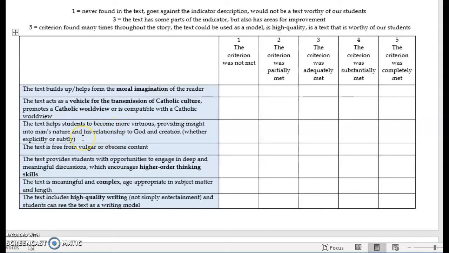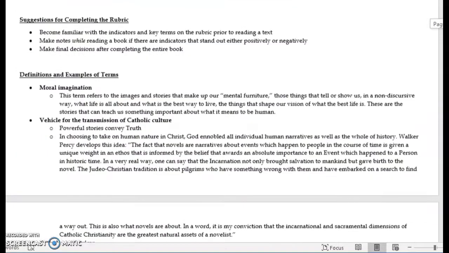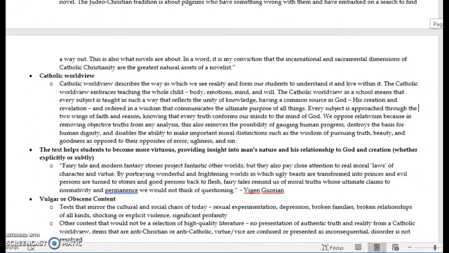The next one is the text helps students to become more virtuous, providing insight into man's nature and his relationship to God and creation, whether explicitly or subtly. The fourth indicator, the text is free from vulgar or obscene content. There are examples here for you.